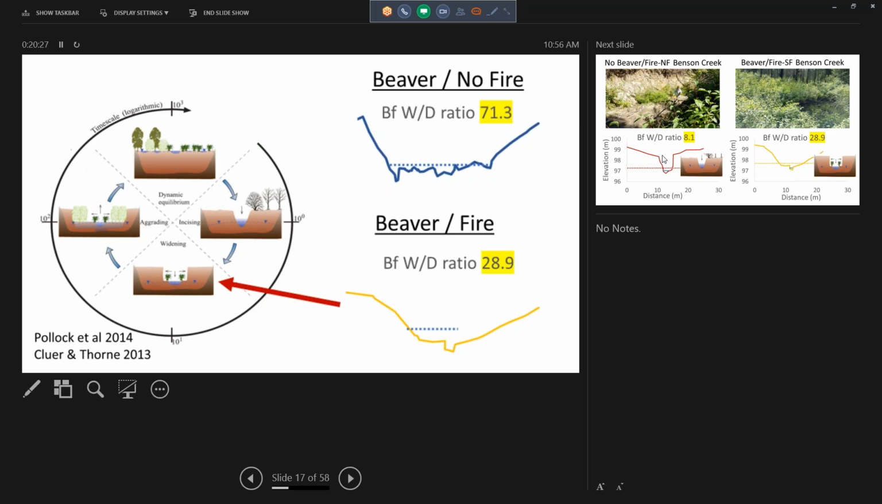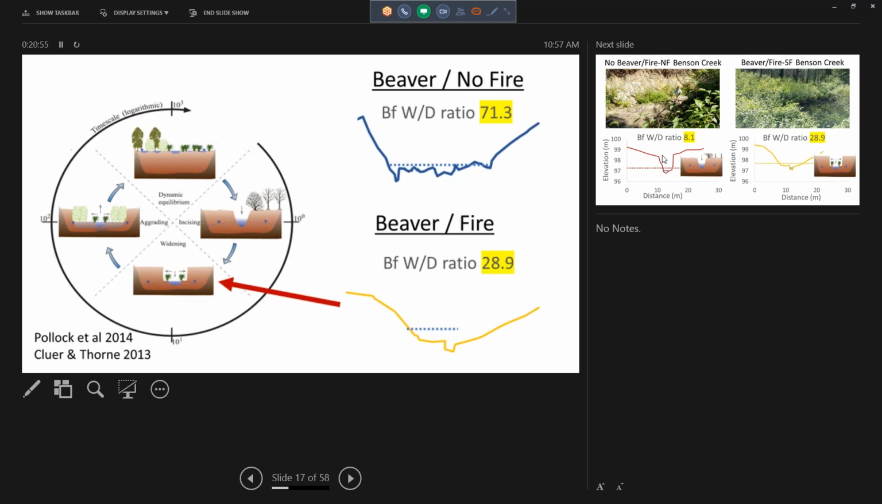So, where the gradient is low enough to support beaver, even in severely incised and burned systems, they can get a foothold back in there. That was one thing I was really inspired by and wanted to share with folks: looking at those severely incised channels after fire. It's not hopeless, and beaver still are potentially one answer to recovery and restoration in there.